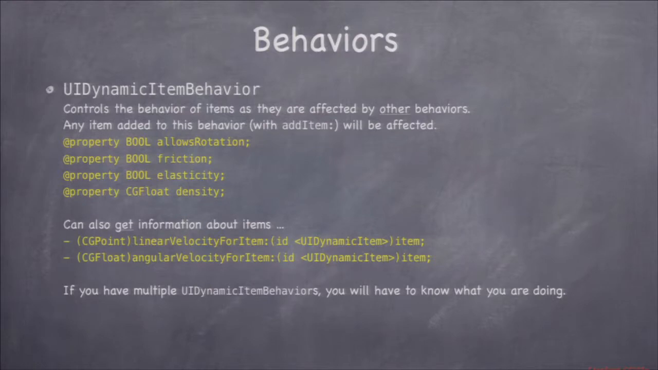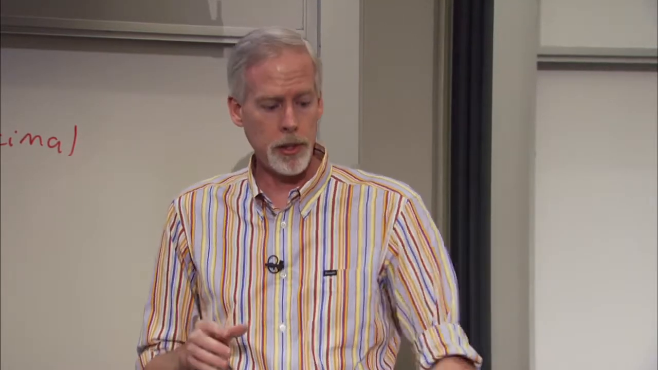So there's a class, a behavior called UI dynamic item behavior. Okay? And so if you want any of these things, like you don't want the view to be able to rotate, which for your homework, sometimes you might want that, sometimes not, or you want to specify the friction or the bounciness of this object, you create a UI dynamic item behavior and add the items to that as well. So the item would be a member of the gravity behavior, it might be a member of the collision behavior, and it's also a member of a UI dynamic item behavior. Okay? And this controls all its options.